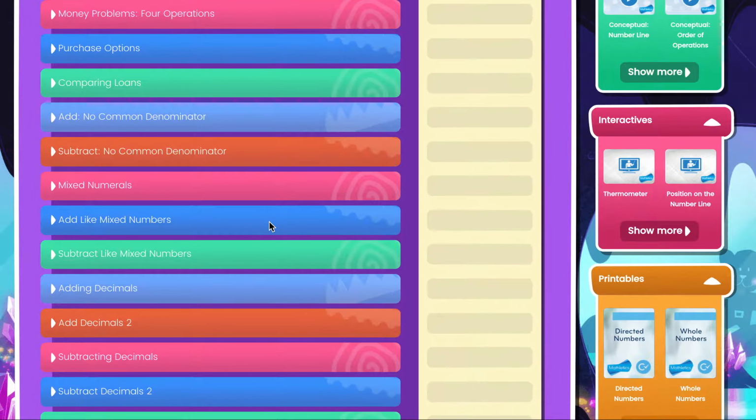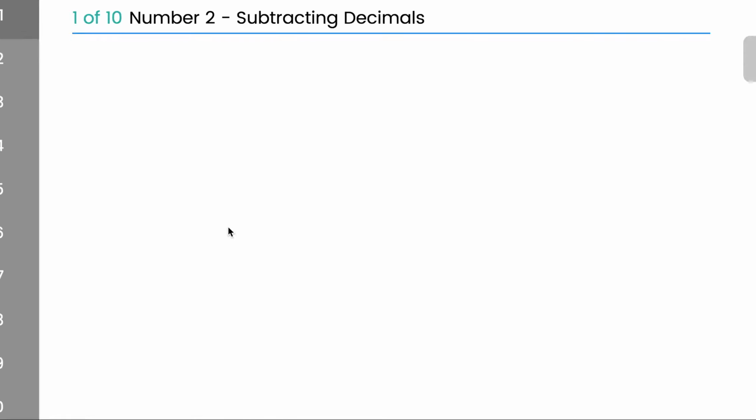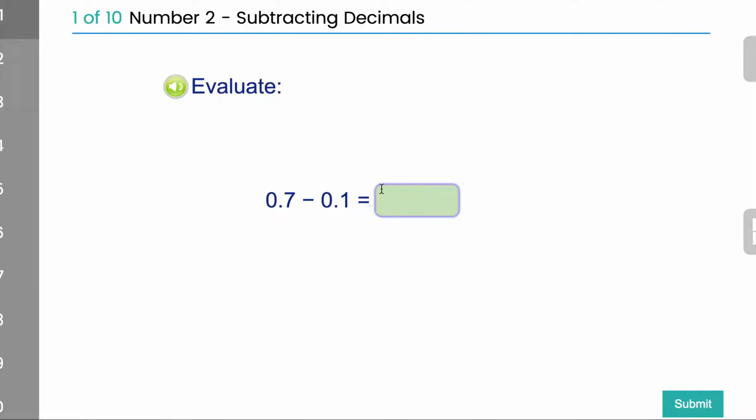This video is for subtracting decimals. Okay, I can do both of them here. Start with subtracting decimals. This is just like using your toolbox strategies. The toolbox strategies you've learned and column subtraction would work as well for these.